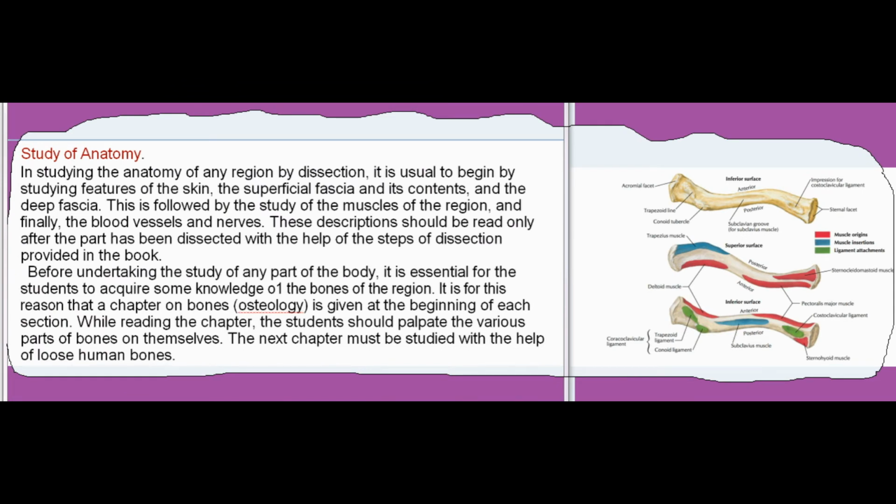Study of anatomy. In studying the anatomy of any region by dissection, it is usual to begin by studying features of the skin, the superficial fascia and its contents, and the deep fascia. This is followed by the study of the muscles of the region, and finally, the blood vessels and nerves.